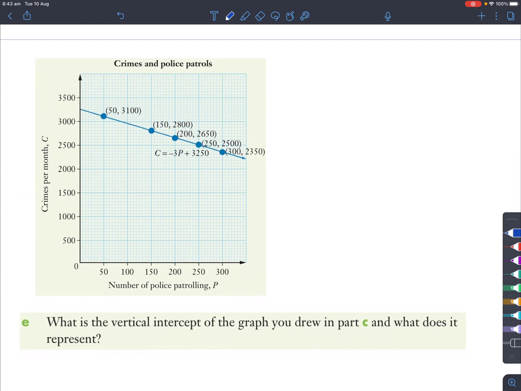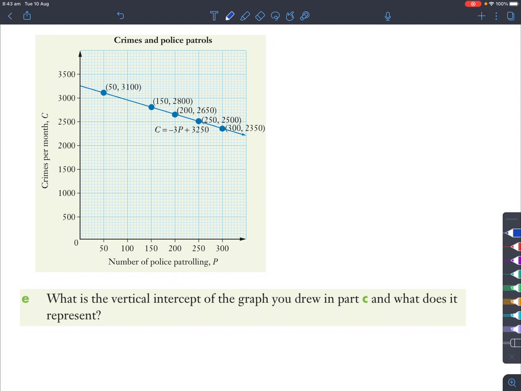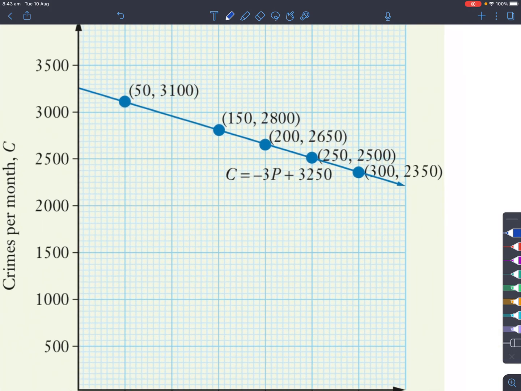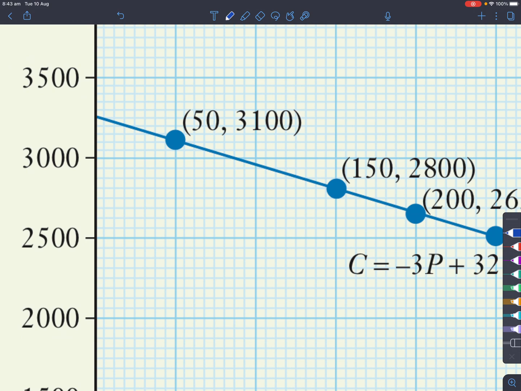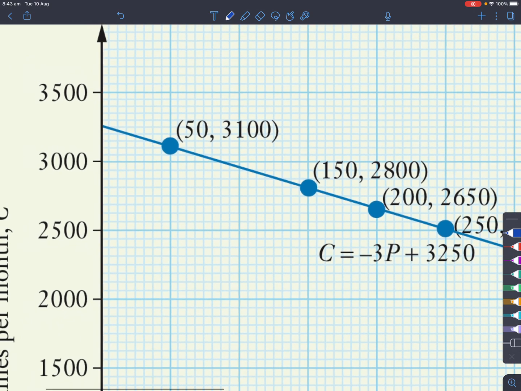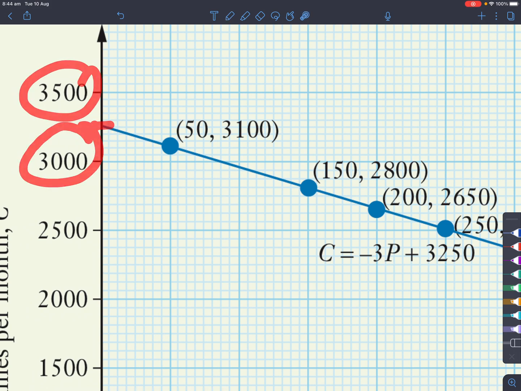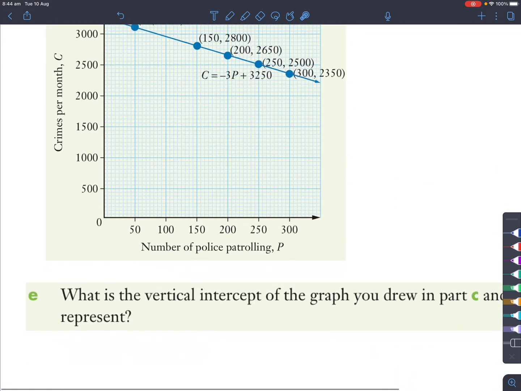All right. Question E. What is the vertical intercept of the graph you drew in part C, and what does it represent? If we have a look very closely, when you graph this on your graph it will usually be different, but having a look at this, it's right in between these two numbers. So if we add them together and divide by 2, 3,000 plus 3,500 is 6,500, and dividing that by 2 is 3,250.